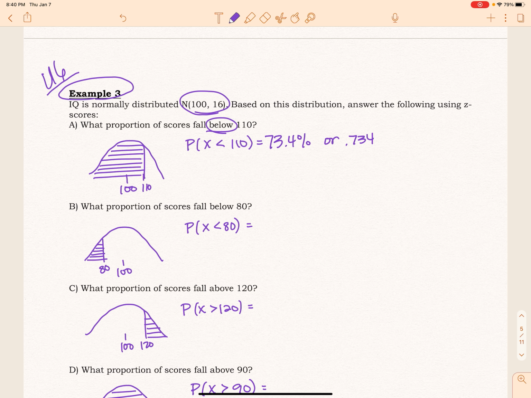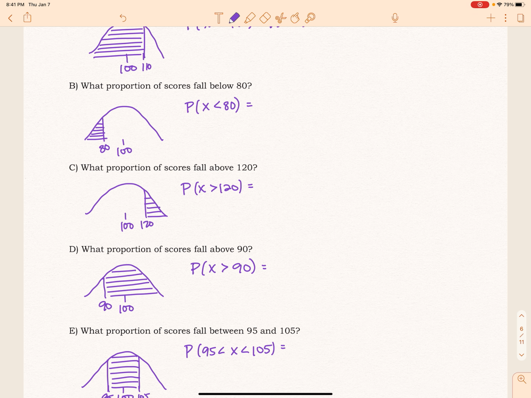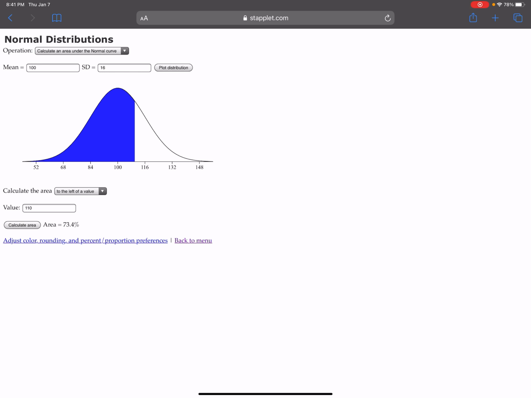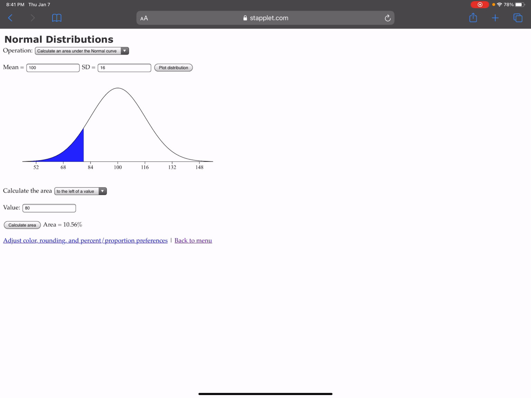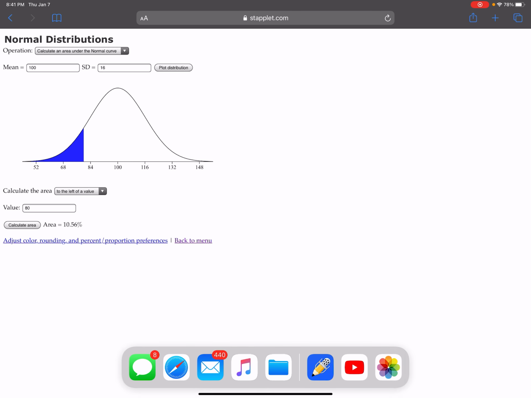So on the subsequent parts of this problem, I've already gotten everything written out for you because the process of writing and talking over this was just taking too much time. So for part B, I want the proportion of scores that fall below 80. So of course 80 is below 100, and since I want the proportion of values below 80, that's going to be shading to the left. And I've set up my inequality right here appropriately, and now I am going to go back to Stapplet, still finding area to the left, and now I'm finding area to the left of 80. So now I'm going to calculate that. It's 10.56%.